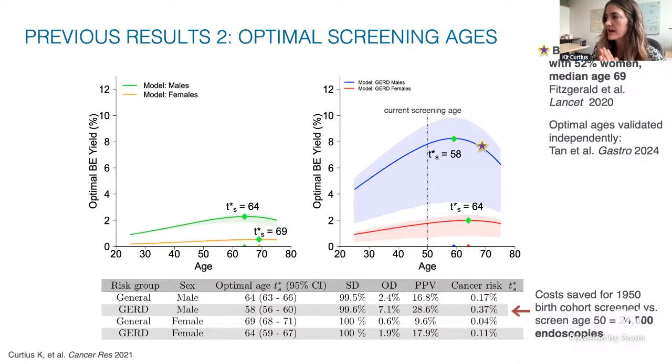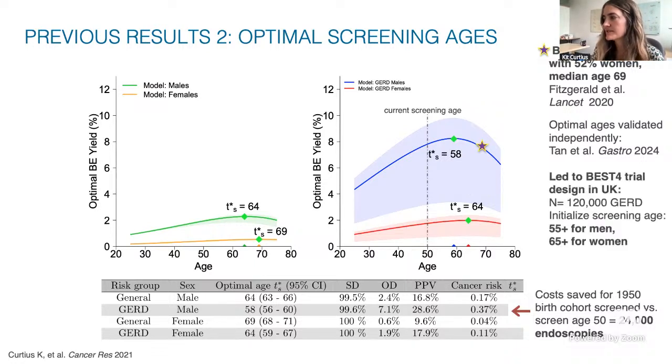for explaining progression, and actually found really similar optimal ages when they took this totally different approach of just analyzing the trial data. And with all of that together, they were able to design this new trial that just started in the UK for 120,000 patients with GERD. They decided to initially screen the men at 55 and the women at 65. This is why I think the math models can be really helpful, because they help to determine these very large trial designs so that you know the most efficient strategy before you start spending a lot of money on a trial. So that was a nice verification of what we found as well.